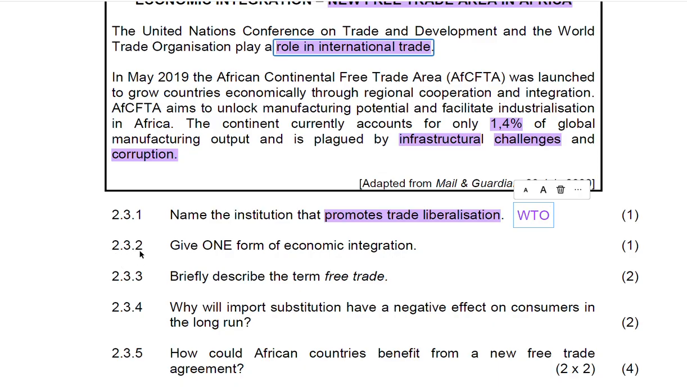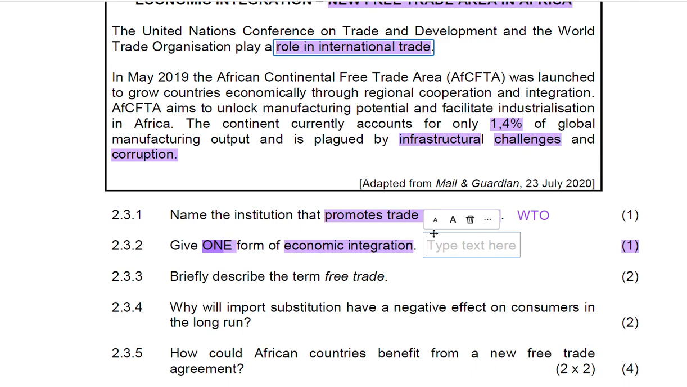2.3.2. Give one form of economic integration. Just one. Candidates, it is very important to understand you are asked one and you get 1 mark. So if a question like this comes, you only need to provide what you've been asked. In this case, you are asked just one form of economic integration. So how do you then respond to that? You're providing just one. I'm going to give you more than one, and on screen I'll write one, because that's what you will be expected to provide.